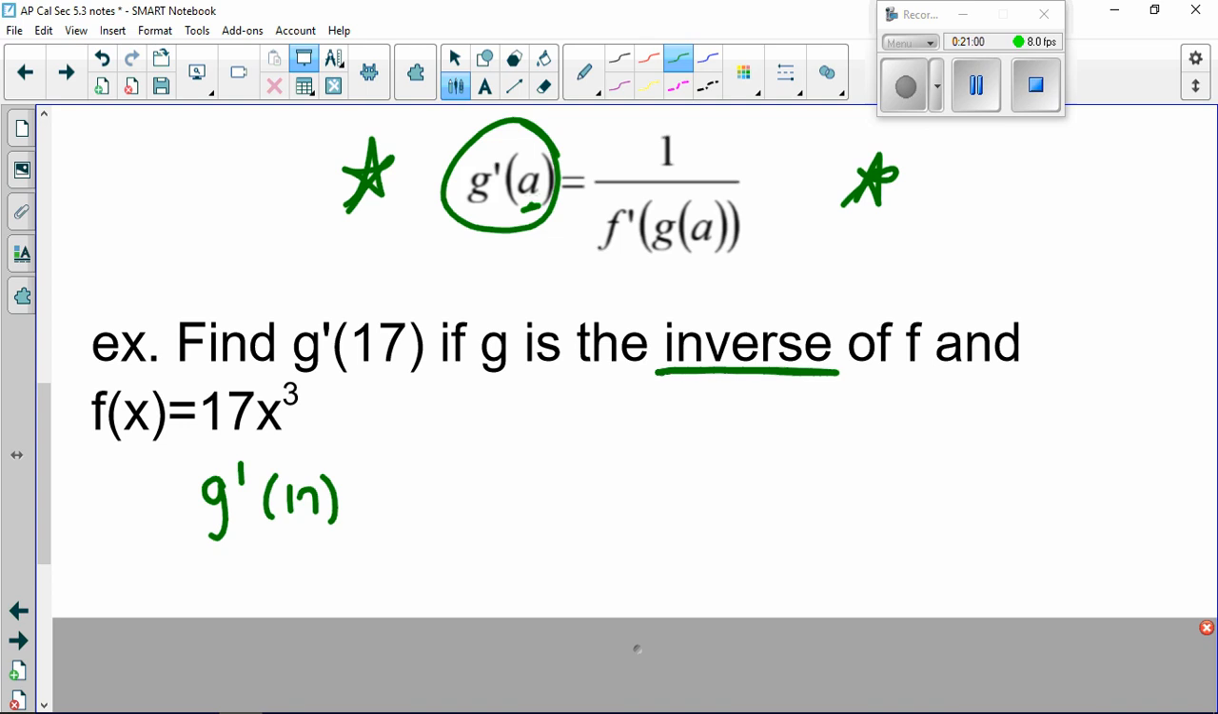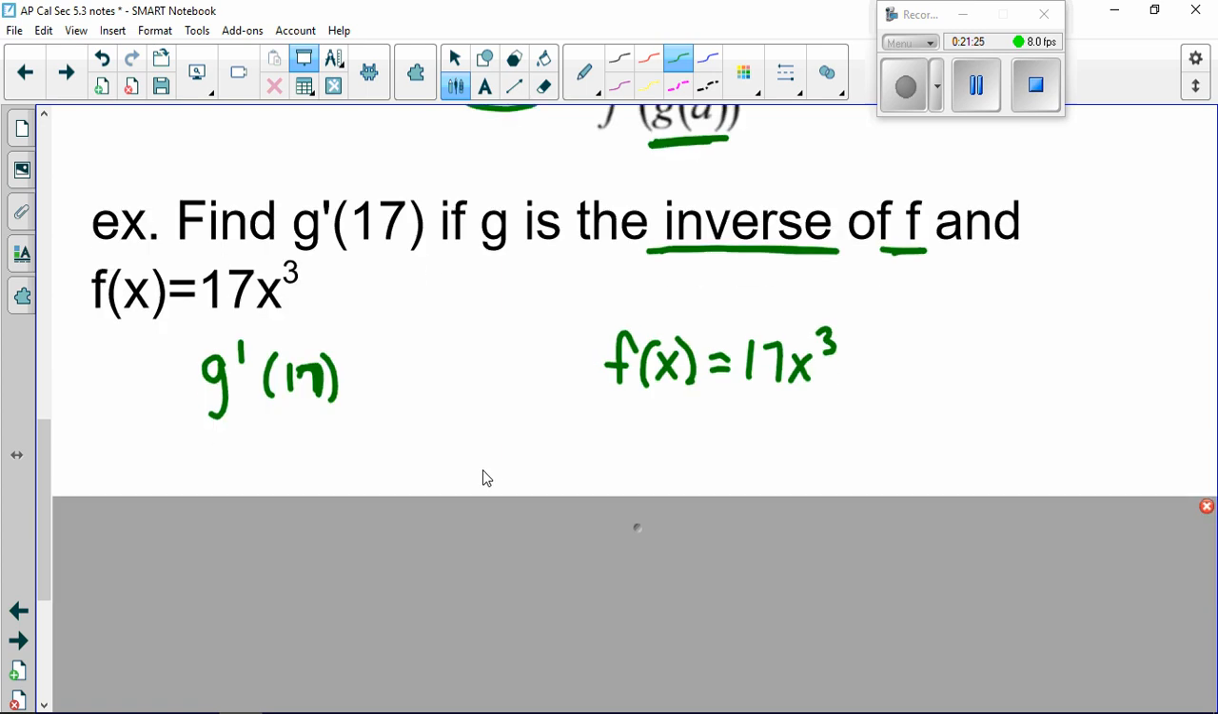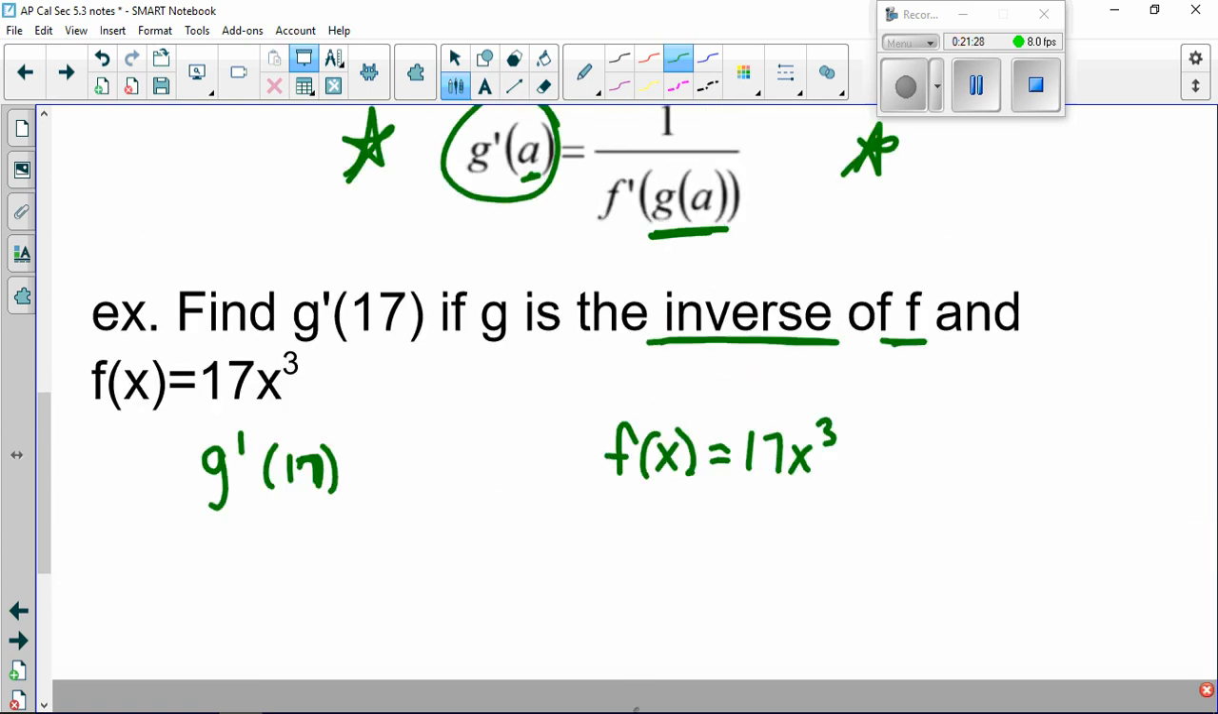If g is the inverse of f, so they told us that they're inverses, and we have f of x equals 17x cubed. Well, look at this inverse definition. That is a 17. We need all of these things. So if we're finding g prime of 17, that means we need 1 over f prime of g of 17.